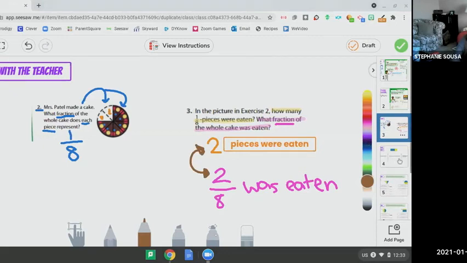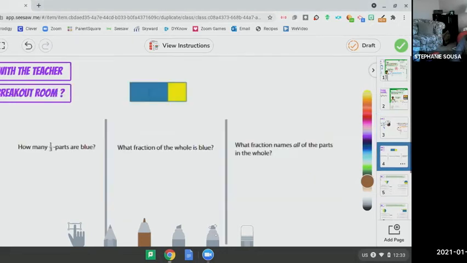Let's go on to slide 4. This is the last one that we will be completing with the teacher, and I don't want us to break out for this one. I want us to talk through it. How many 1/3 parts are blue? Again, this is asking me about parts. How many 1/3 parts are blue?